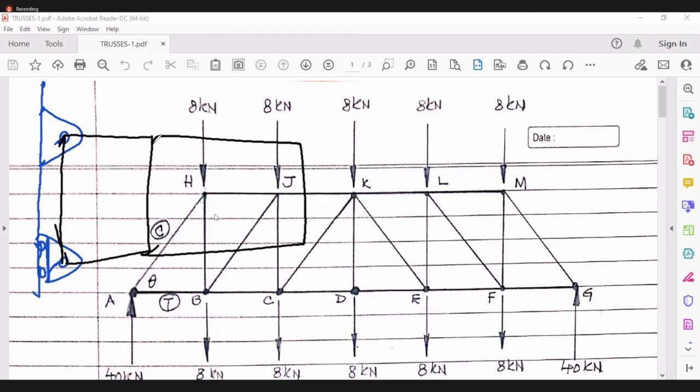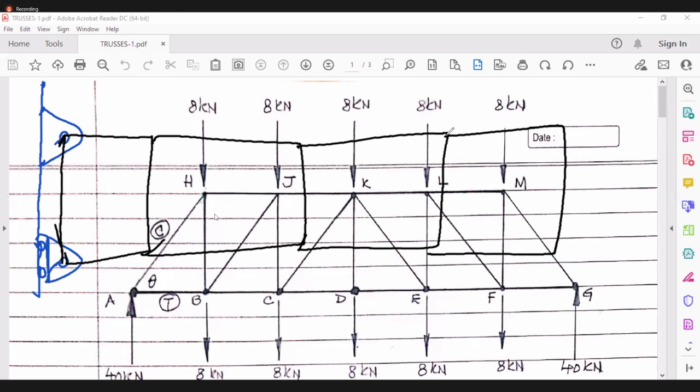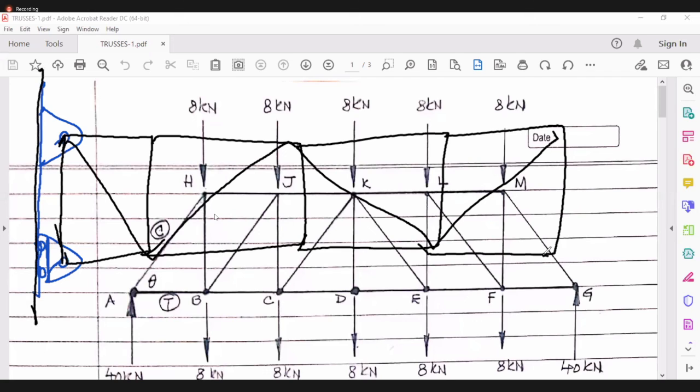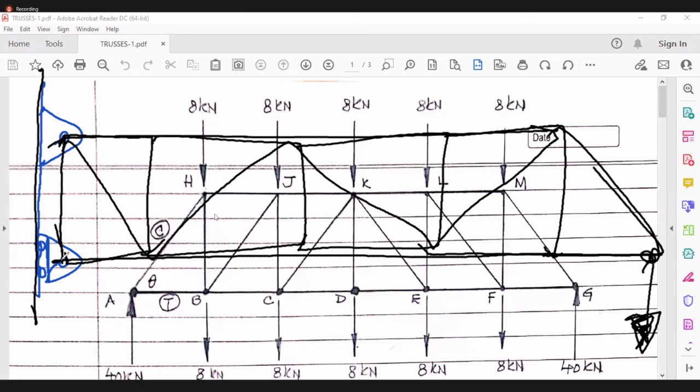And the truss is hanging like this on the one end only, another end is in the air, and then maybe here a force is given. Remember this.